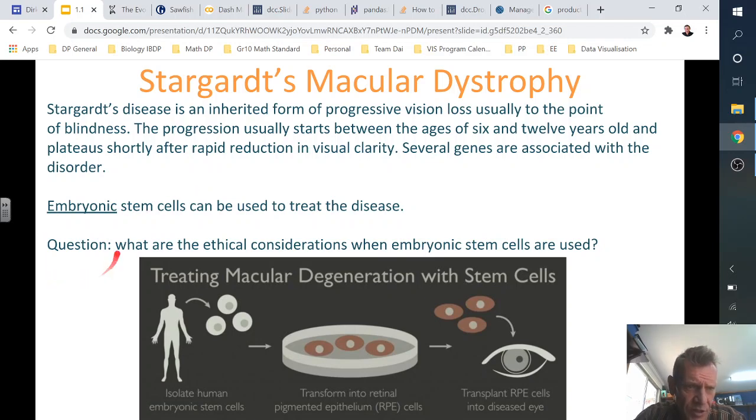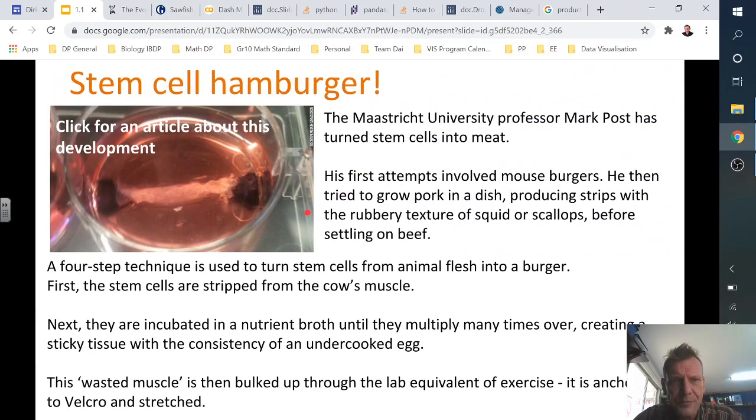There's an interesting question here. Are there any ethical considerations when embryonic stem cells are used? You might want to give that some thought also, because what is the source of stem cells used in these kinds of treatments? Often it was embryonic stem cells. So where are they from? Now, I'll leave that up to you to figure out.